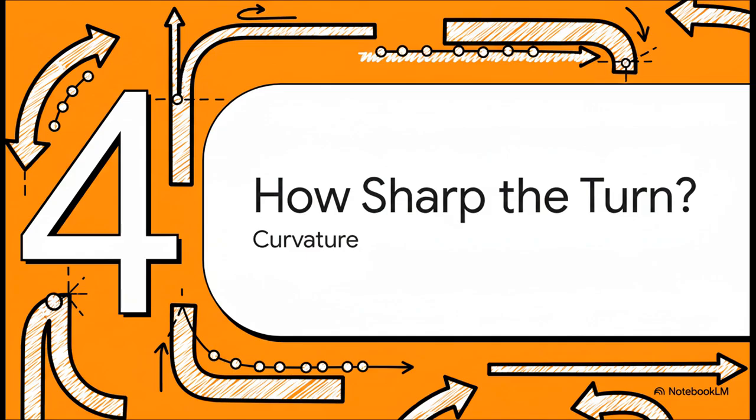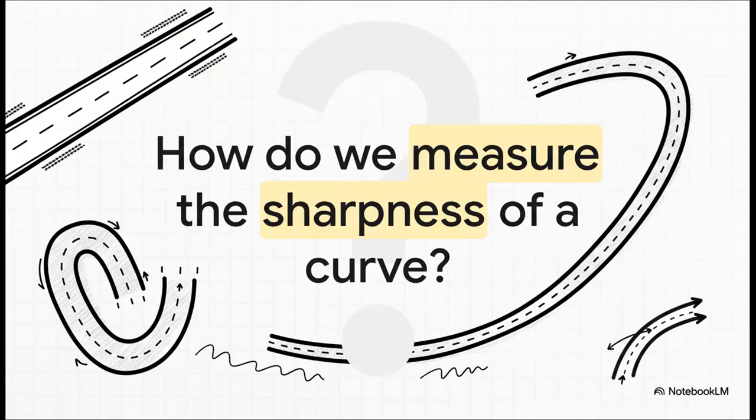Okay, so we know how long the path is, but what about its shape? I mean, how can we put a number on how sharply a path is bending at any given spot? Think about it. A straight road is super easy, right? It doesn't bend at all. But what about a crazy hairpin turn on a mountain road versus a long, gentle, sweeping curve on the highway? There's a difference. So how can we actually assign a number to measure that sharpness?